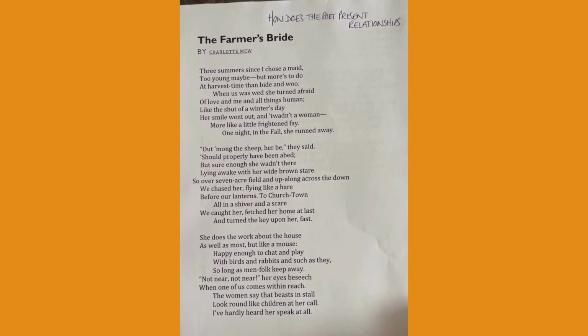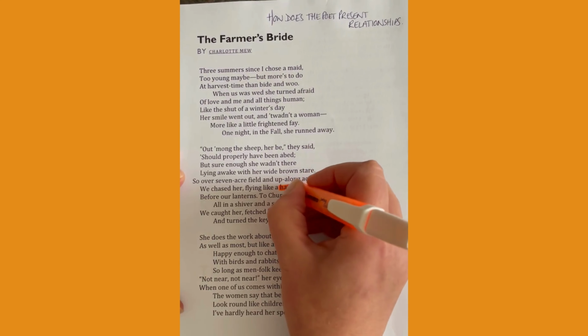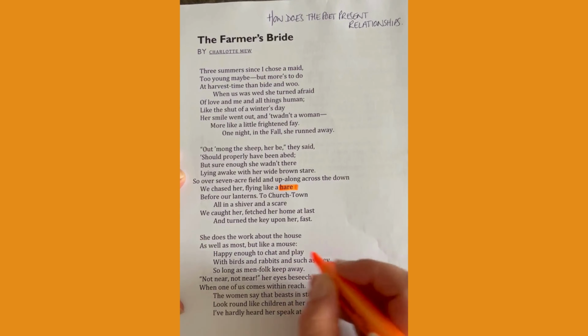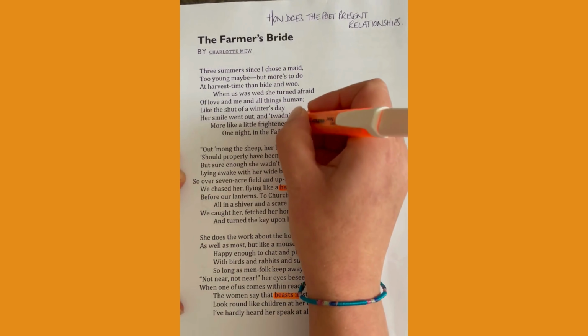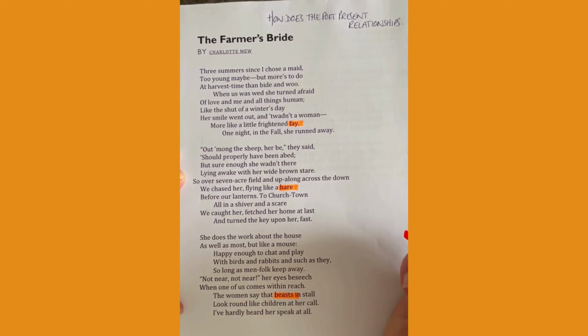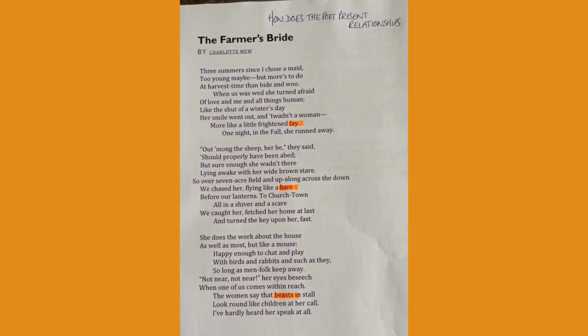If we look at those first 3 stanzas, we're going to look at the idea of a hare, the idea of beasts in a stall, and the idea of a frightened fawn, which is a young animal, and we're going to start to see that we have the semantic field of nature and animals. And once we have that, we need to identify why the poet is doing that.